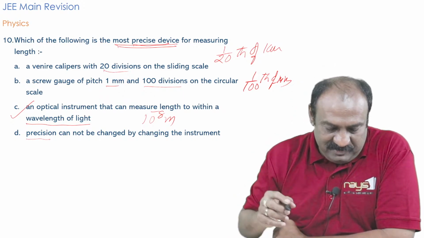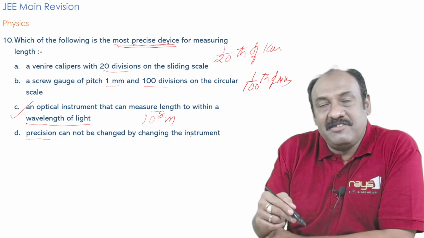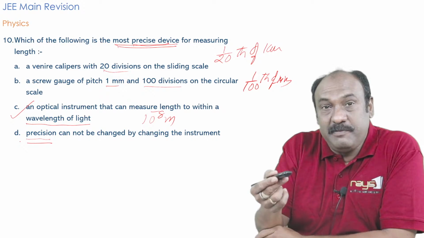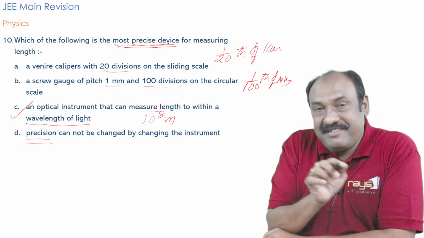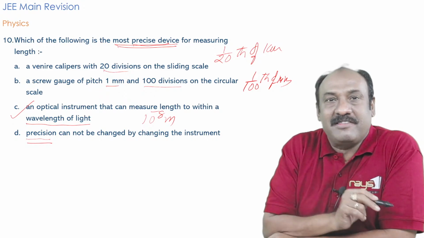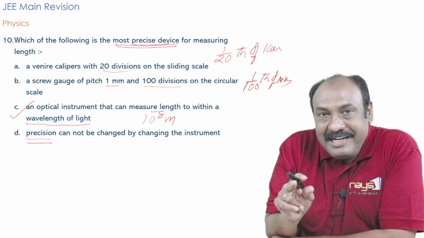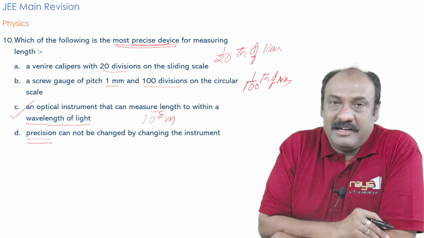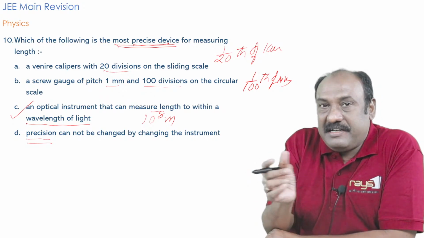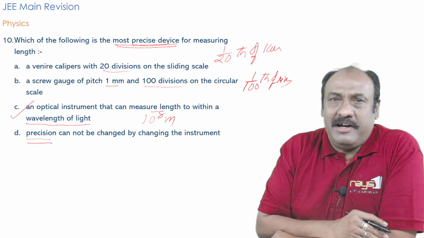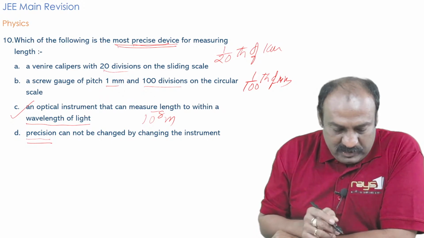So in this case, if this instrument is changed, the precision will also change automatically, because the difference in the results, or the difference in the final calculation of the concerned physical quantities, will be different for different instruments. Due to that, the precision is different for different length or time or any other quantity measurement instruments. So due to that, it is also wrong.